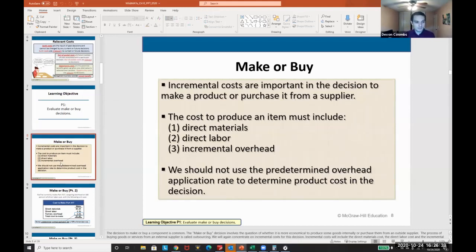But what is relevant, especially from a predetermined overhead application rate, if there's more overhead related to decision A than to decision B, that's relevant.